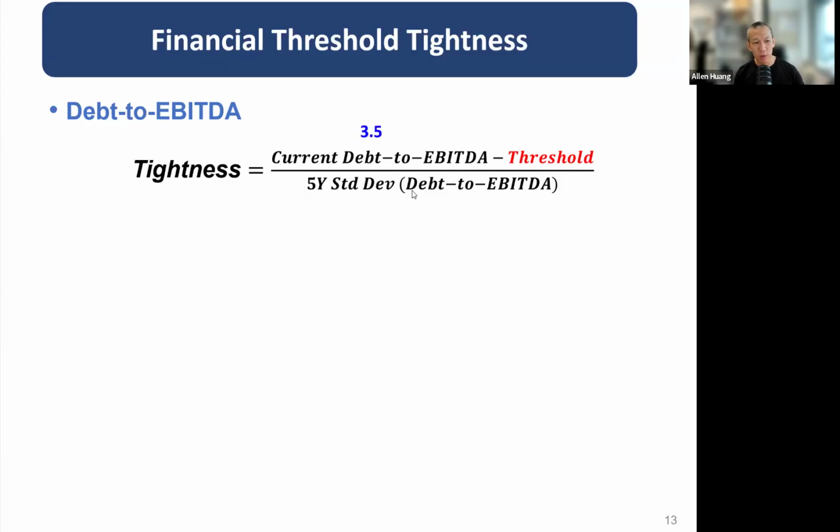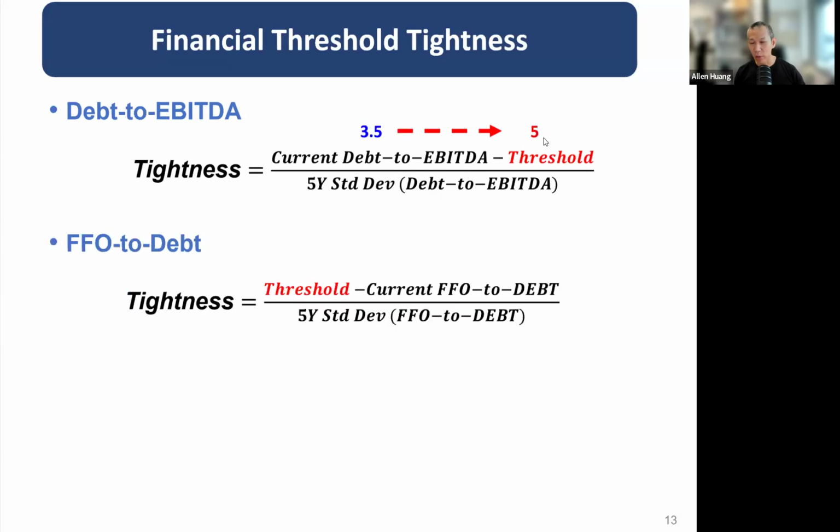So to put it in a numerical sense, let's say that the current level of debt to EBITDA is 3.5, and the company has a ratio threshold of 5. So the difference between them divided by the standard deviation, that will be how tight it is. We define the measure such that a higher number means a tighter ratio, meaning the company's current ratio is closer to the threshold, closer to violating the thresholds.